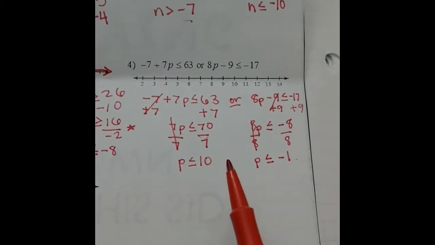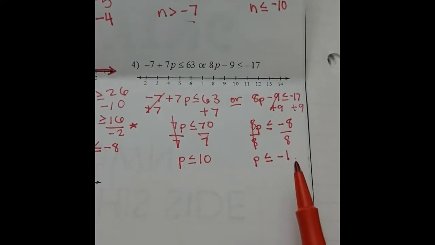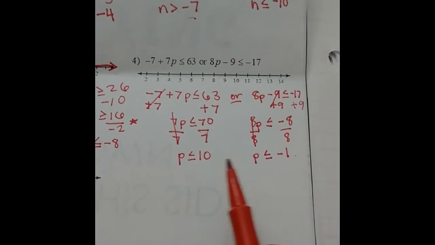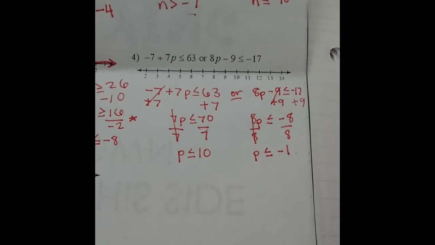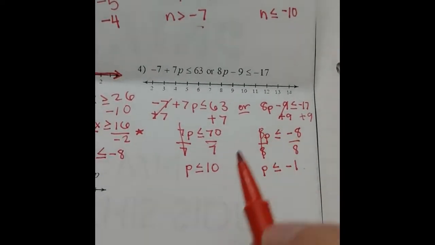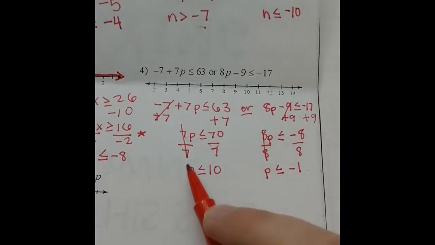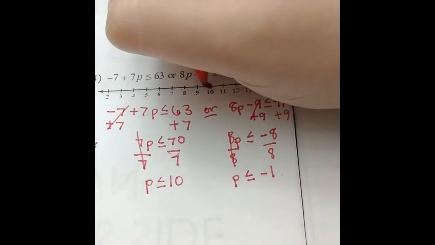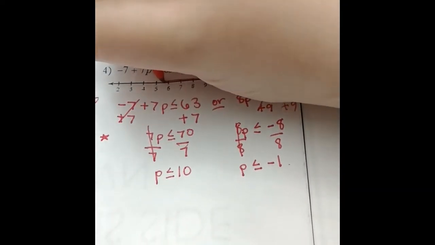So if you notice on both of these, I've got less than or equal to 10 and less than or equal to negative 1. Okay, we want either one of those cases, but they're both less than. That's kind of crazy. Now, first let's deal with this 10. So it's going to have a closed hole. And we want less than that, so we're going to the left.